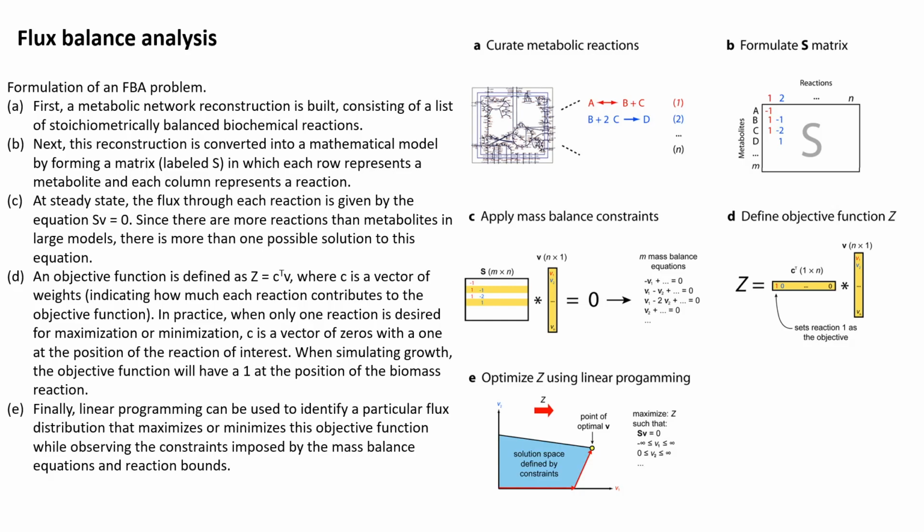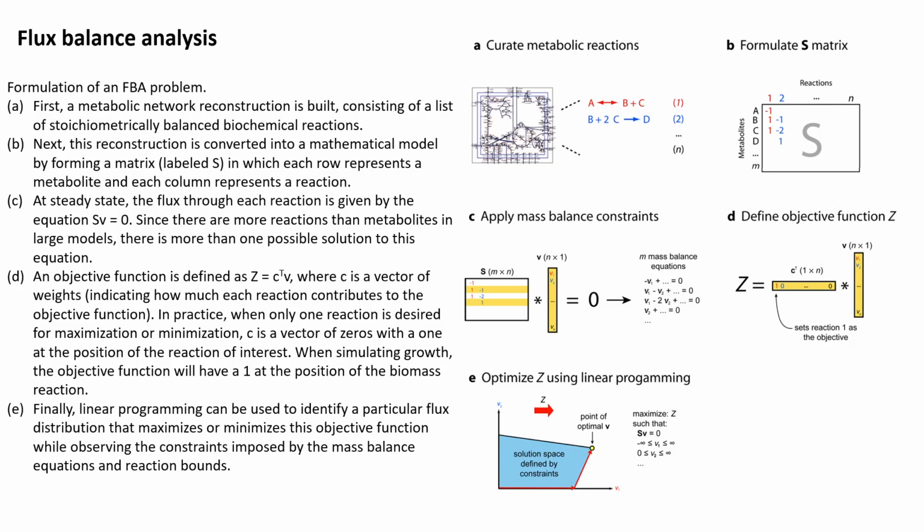And also along with that, an objective function is defined on this. How is the objective function mathematically defined? It is basically C transpose V, where C is the vector of weights indicating how much each reaction contributes to the objective function. So it is basically a vector of weights of each of the reactions and how much it is contributing to the objective function. That is your weights matrix.